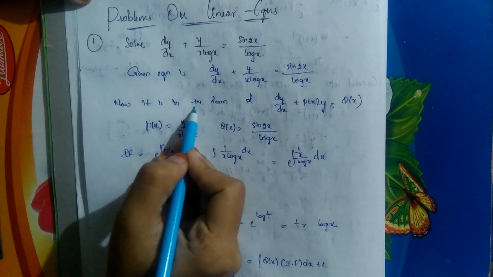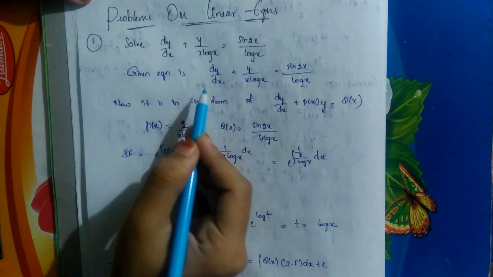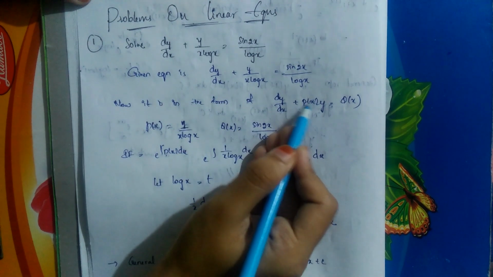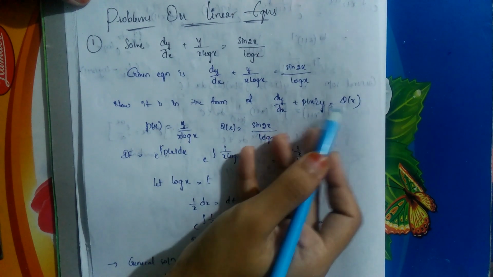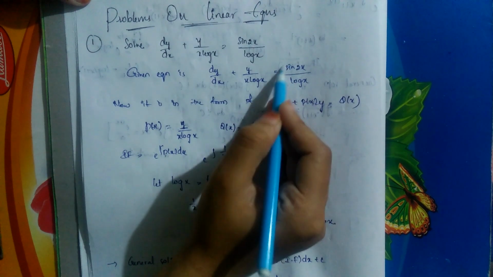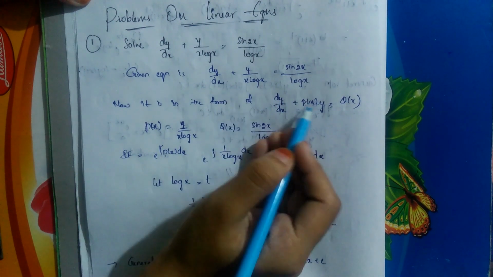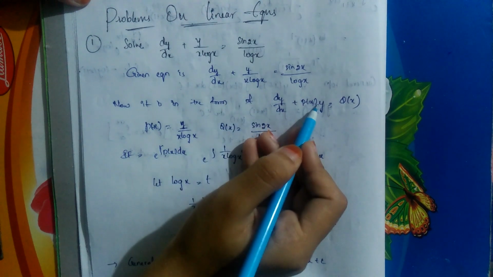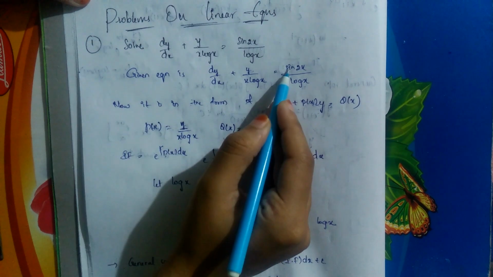Now the coefficient of dy by dx is already 1, so no need to divide by anything. So it is in the form of dy by dx plus p of x into y is equals to q of x. We know that p of x and q of x are functions in terms of the x variable. Here q of x is already in terms of x, and p of x is 1 by x log x. So p of x is 1 by x log x and q of x is sin 2x by log x.